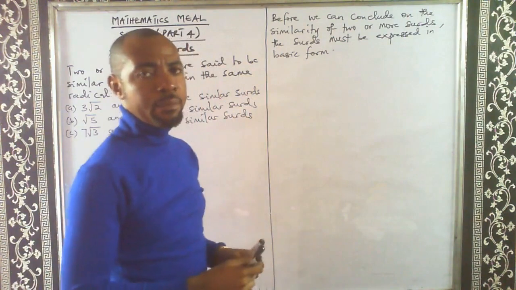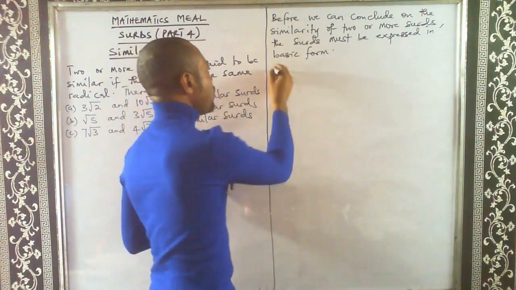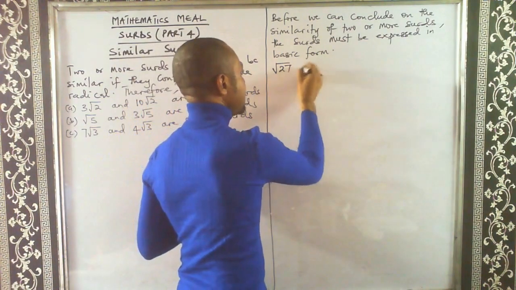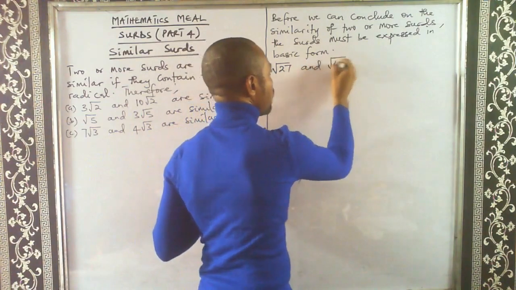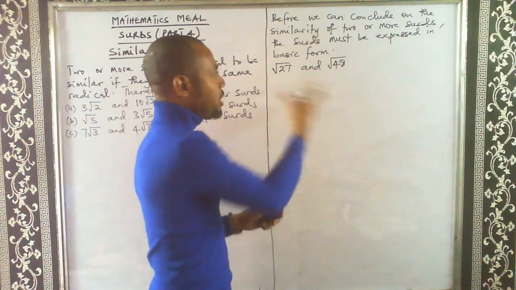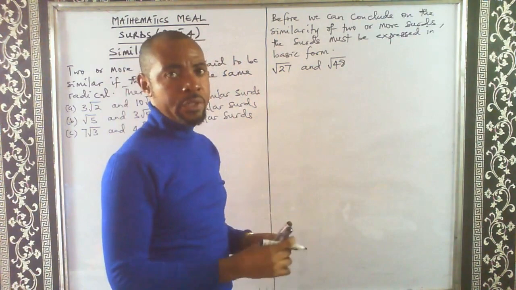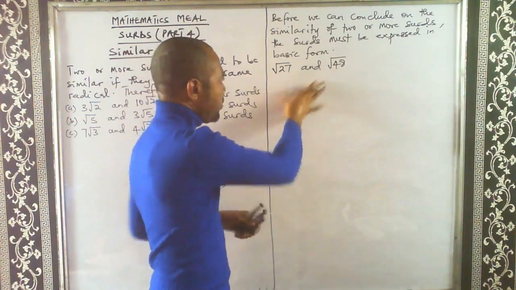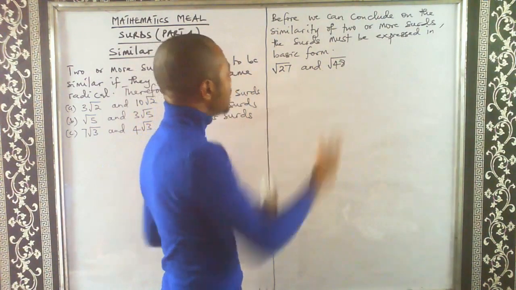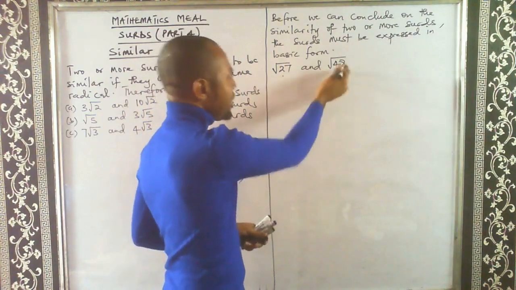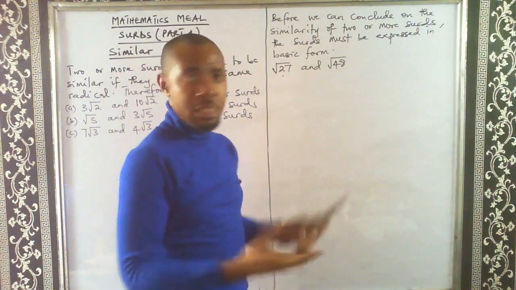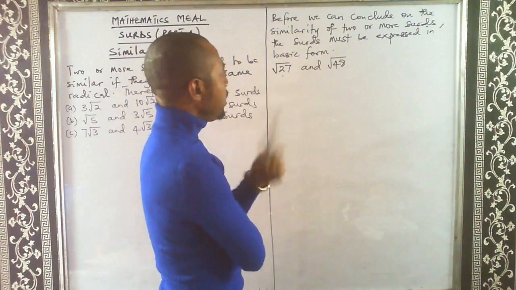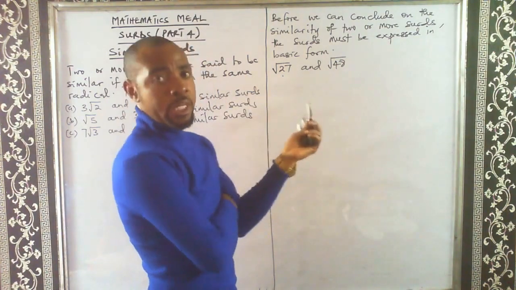I will give you an example. Square root of 27 and square root of 48. If you look at these two, are they similar? No, they are not. By looking at them, by speculation, the radical here is not the same as the radical here. So they are not similar.